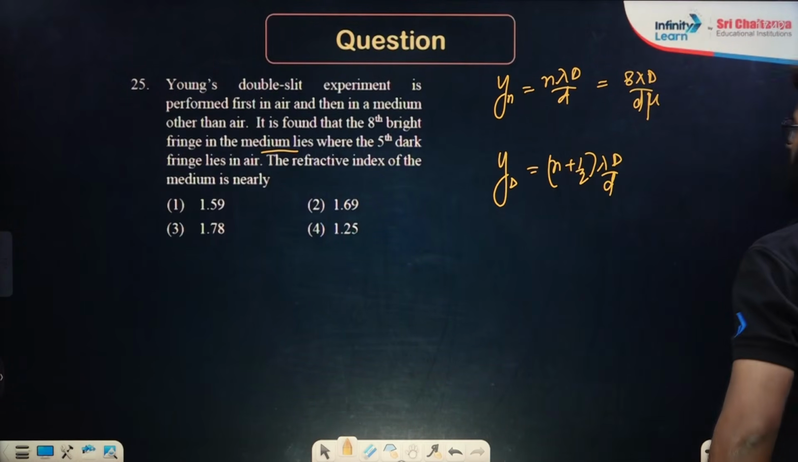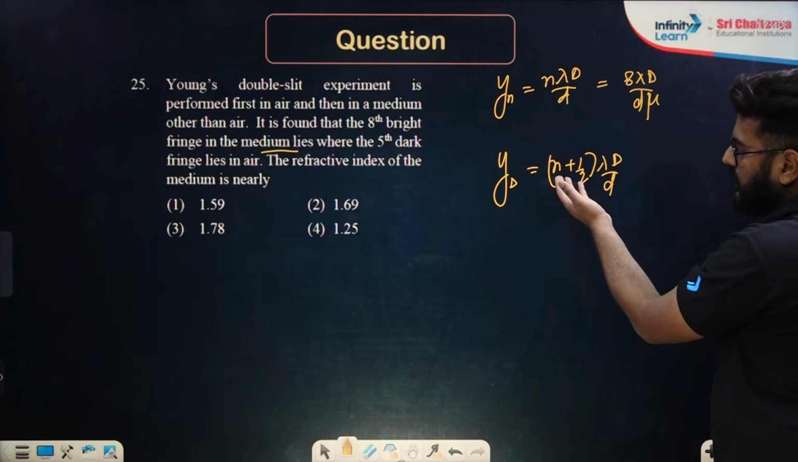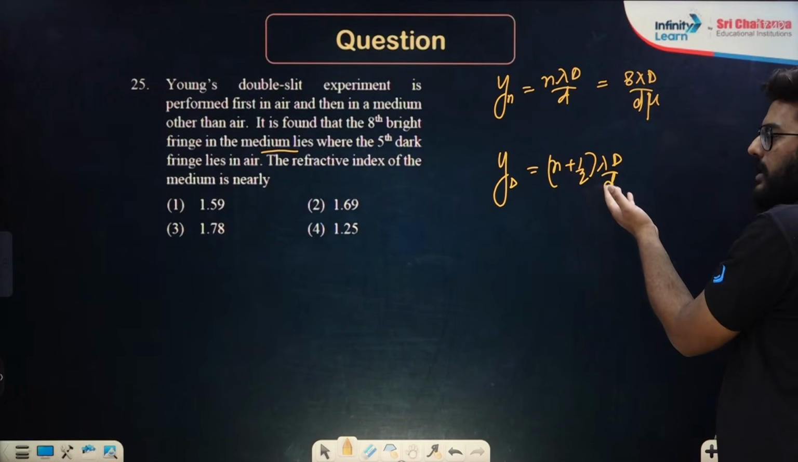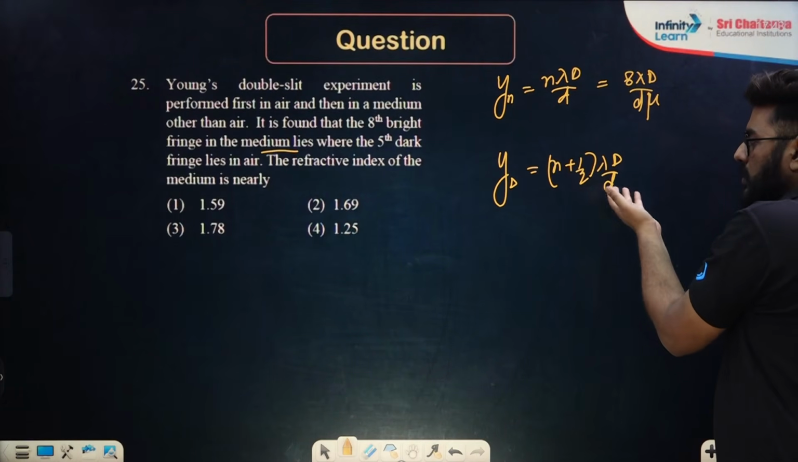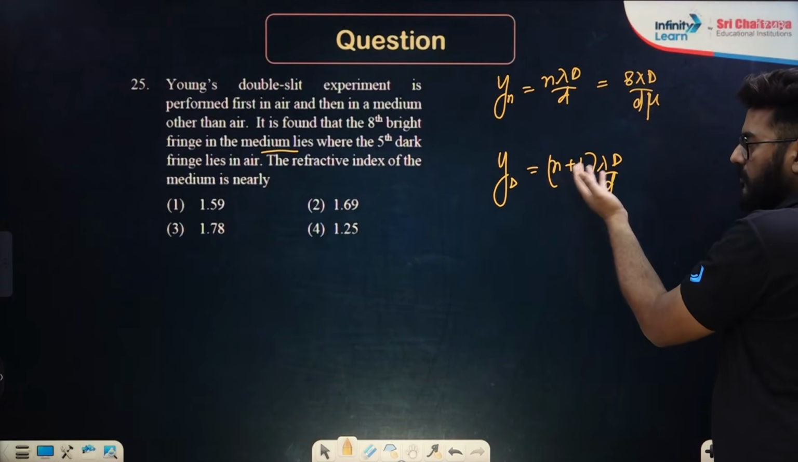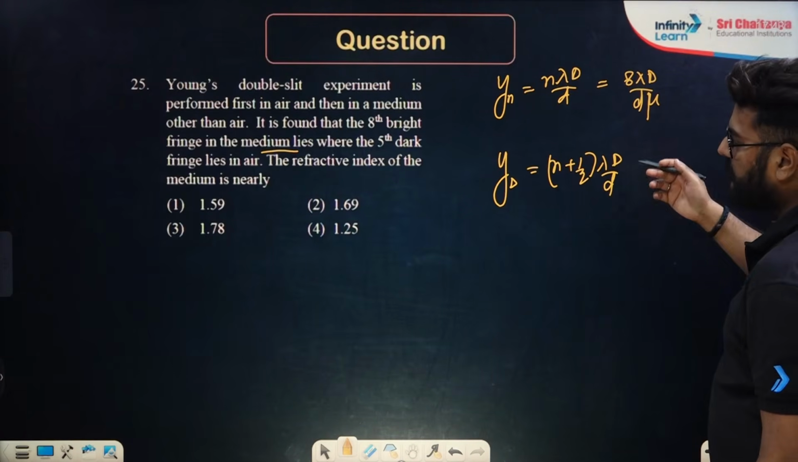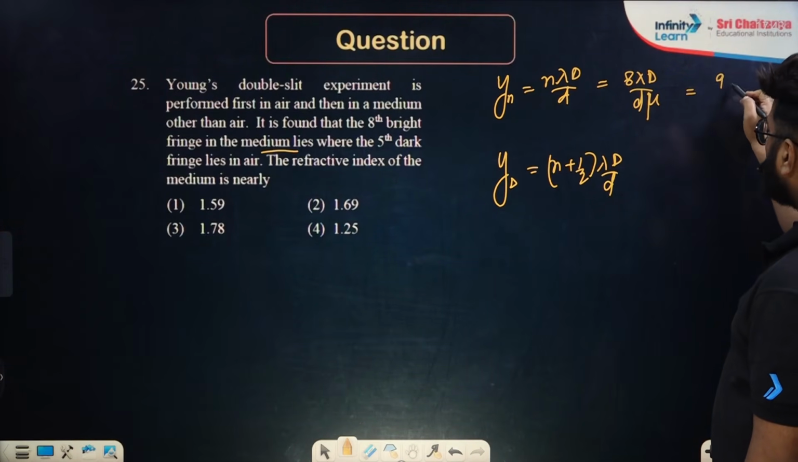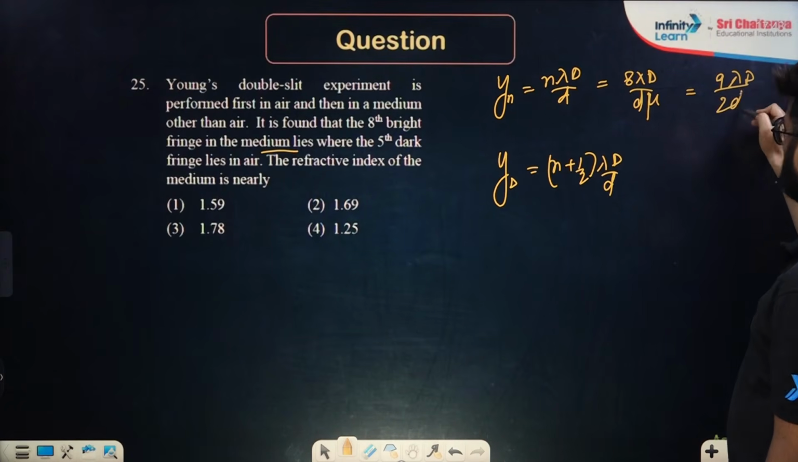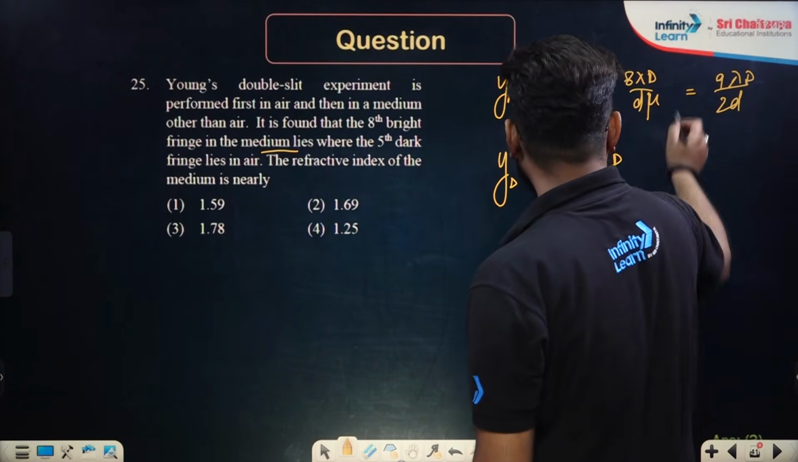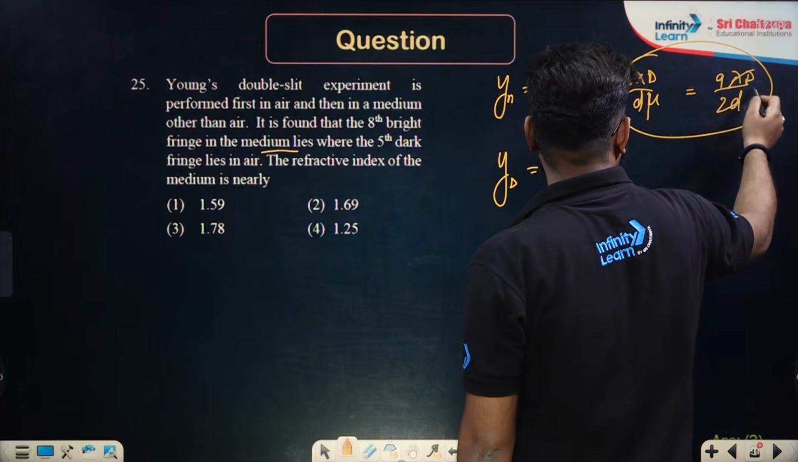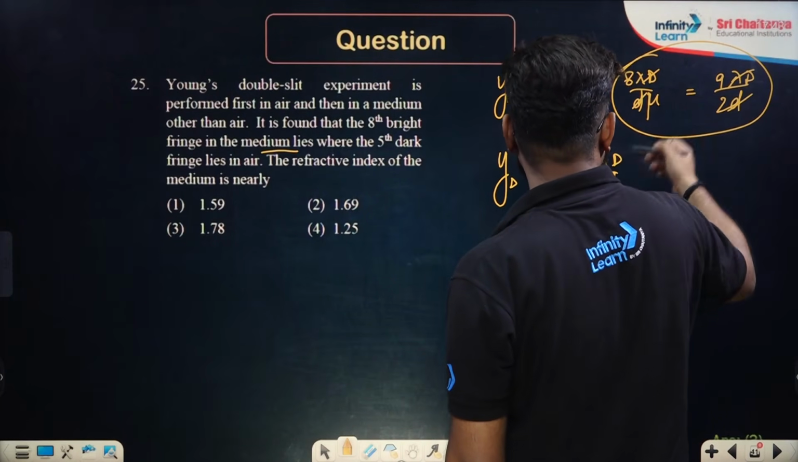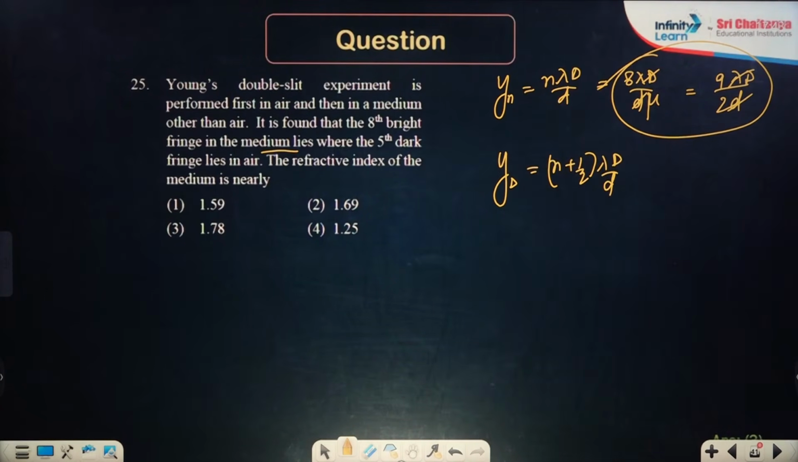For the 5th dark, when you keep 0 you get first, 1 you get second, 2 you get third, so that means you will keep 4, you will get the fifth dark fringe. So if you keep 4, it will be 9 lambda D upon 2d. Equate both of them, you will get the value of the refractive index. These two you equate, lambda D upon d on both sides. You can very easily find the value.